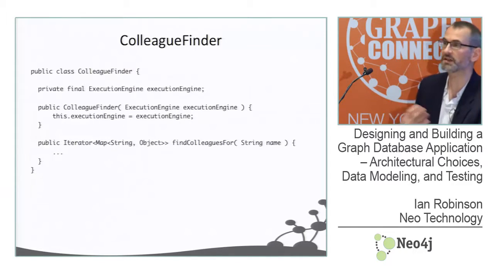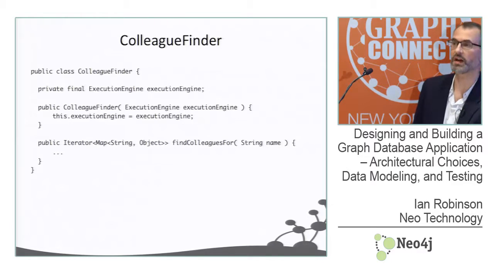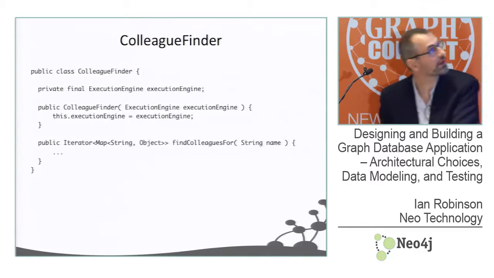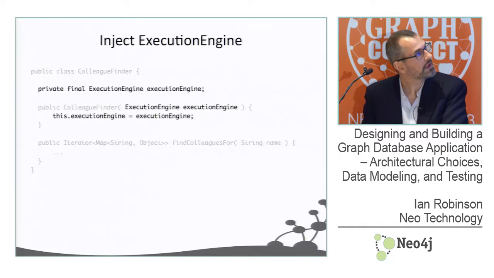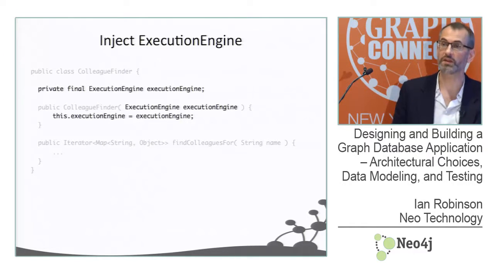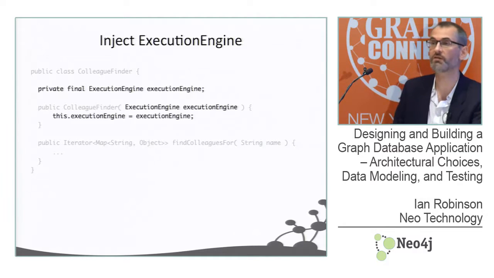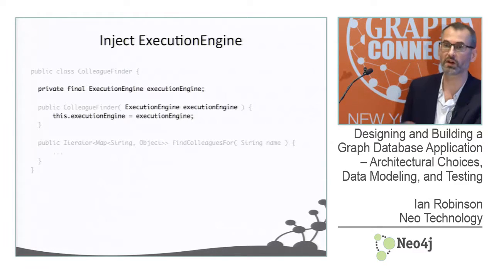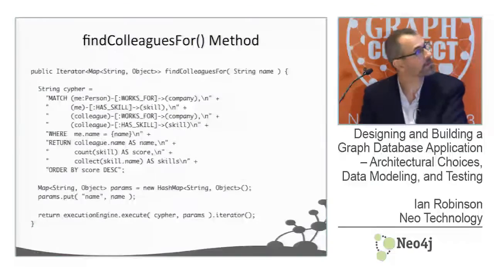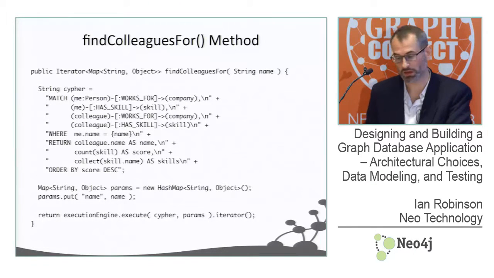Now I can actually go about developing the colleague finder itself. So this is the skeleton for that colleague finder. Here in the constructor, remember in the setup, we injected the Cypher execution engine into the constructor. So we just save that, we store that in a member variable, and then we can start working on our findColleaguesFor method. We can start fleshing out the implementation there. And that's it here, the findColleaguesFor.